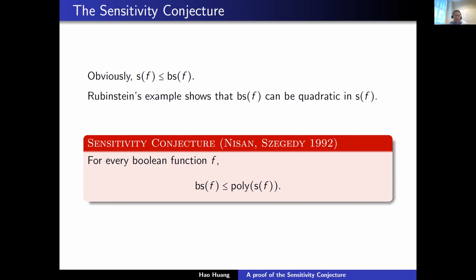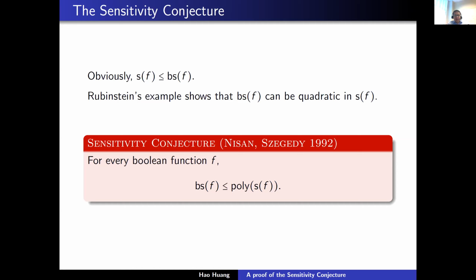Okay, so previously I showed you that the sensitivity is at most the broad sensitivity. And as I said, Rubinstein's function gives an example that the broad sensitivity is quadratic in the sensitivity. So we might wonder how large can the broad sensitivity be? Can it be exponentially large in the sensitivity? Nisan and Szegedy in 1992 posed the following conjecture known as the sensitivity conjecture. They asked, is it true that for every Boolean function f, you can always bound the broad sensitivity by a polynomial of the sensitivity? In other words, can you find a constant c greater than 0 such that for every Boolean function f, the broad sensitivity of f is at most the sensitivity of f to the power of c?